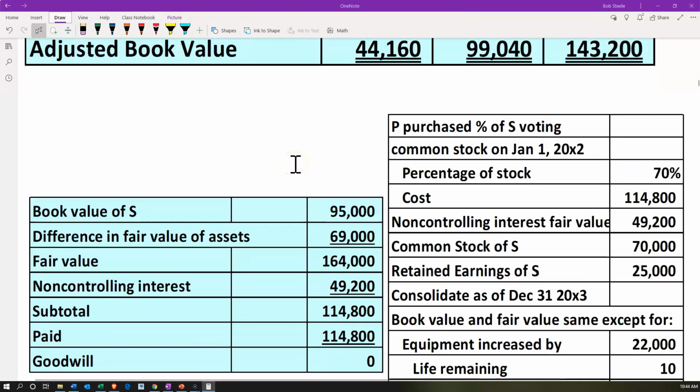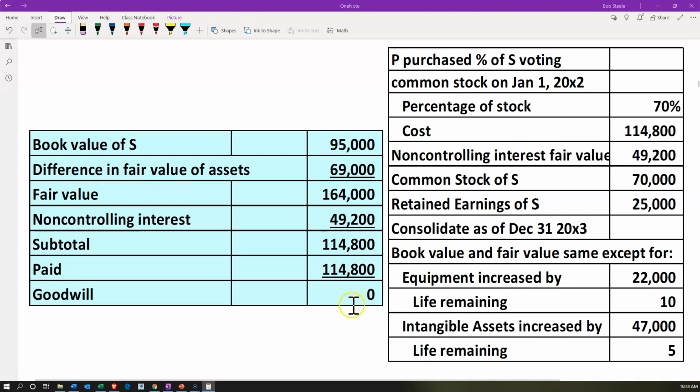Then we're going to go on down, and we need to do our goodwill calculation, which we haven't done. We've seen this in the past. This isn't a new thing. So let's do our goodwill calculation. We're going to start off with the book value of S. If we take our data, this is a piece of the data that was given to us, this 70,000 and the 25. That's basically the equity section, which is the book value of S at the point of time of purchase, like 2 years ago, not the point that we're consolidating.